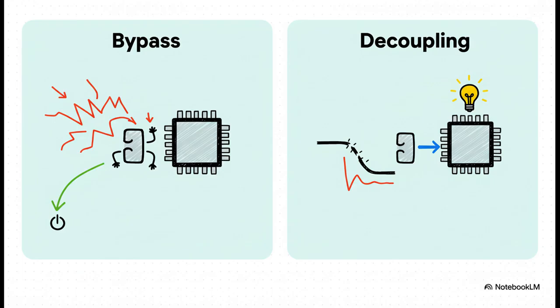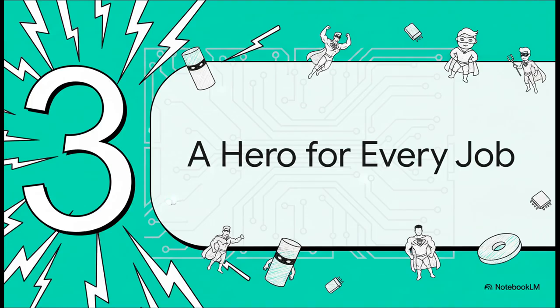Then, as a decoupling capacitor, it acts like a tiny personal water bottle for a chip. When that chip suddenly gets thirsty for current, the capacitor is right there to provide a quick gulp, preventing it from draining the main power supply and causing problems for everyone else. So one little component, two absolutely critical jobs. And just like any good superhero team, you need specialists, right? You can't just have one hero for every single job. Not all capacitors are built the same, and depending on the situation, you need a different kind of hero. So, let's meet the team.